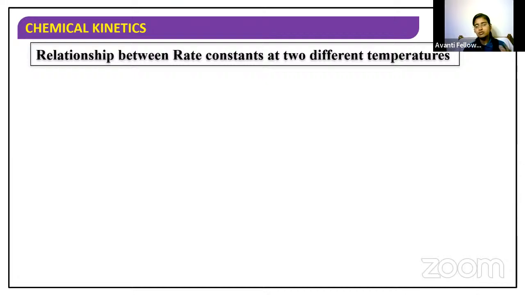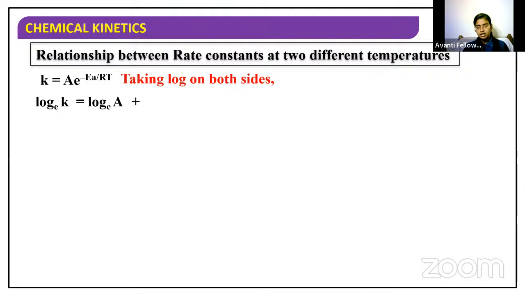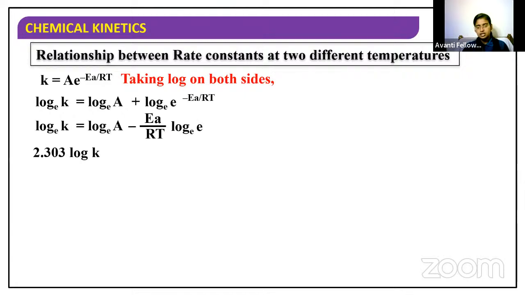Now we'll go for the relationship between rate constants at two different temperatures. So far we have studied one system at one temperature. First of all, take the Arrhenius equation. If you take log on both sides, you will get an equation like this, which gives us y = mx + c. Now it is log to the base e, so if I want to remove that base e, I have to include the constant 2.303.